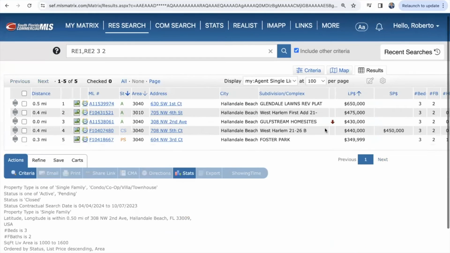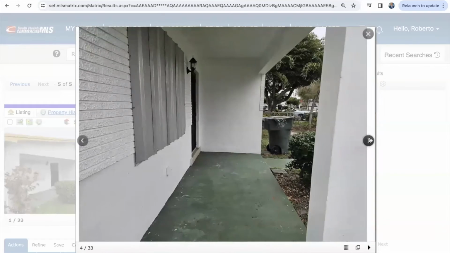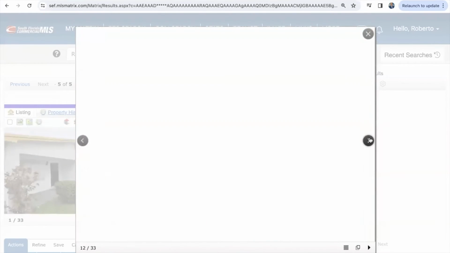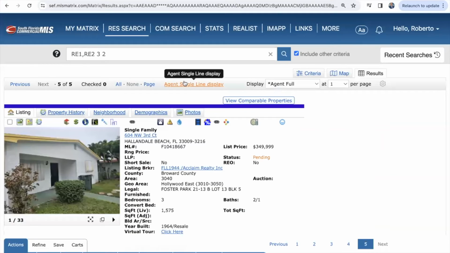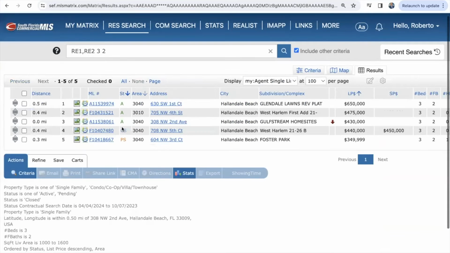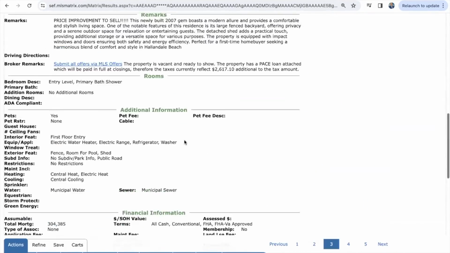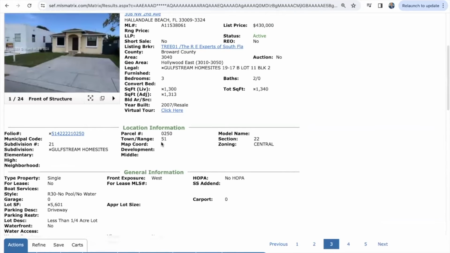Let's take a look at the pending one. The pending sale is at $349.9, so it's actually a lot lower. And this is the pending sale. Yeah, it's a house that needs updating. So what's your opinion on the subject property being listed at $430 and has been on the market now for 43 days? All right, priced improvement to sell. We just saw one that's pending at $350.